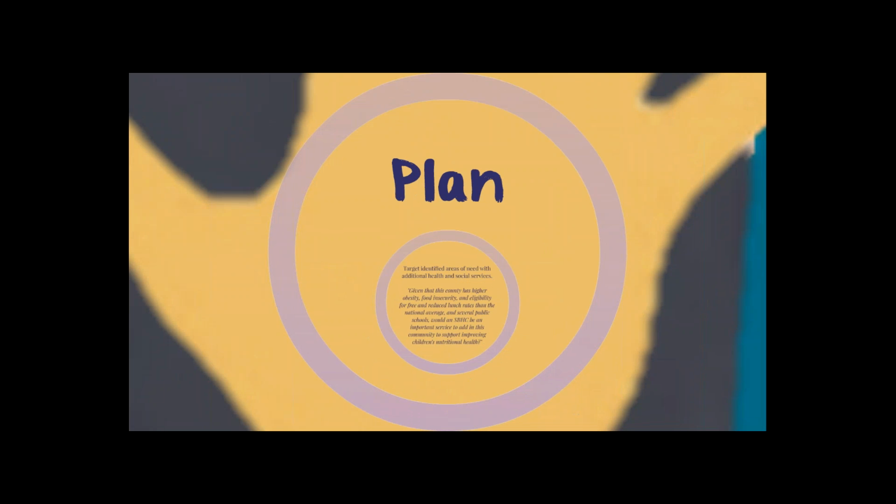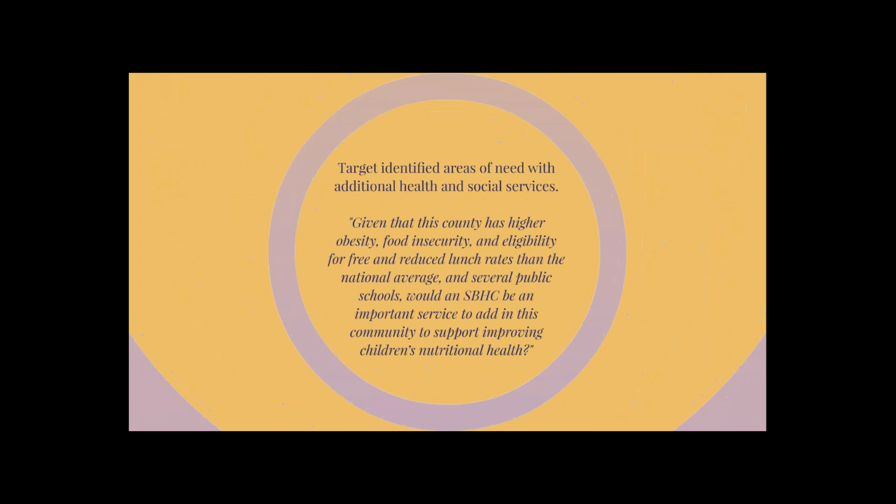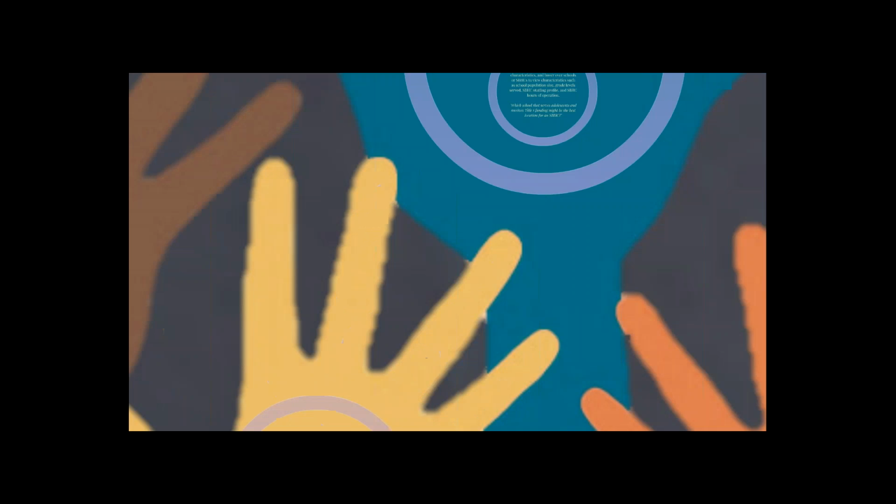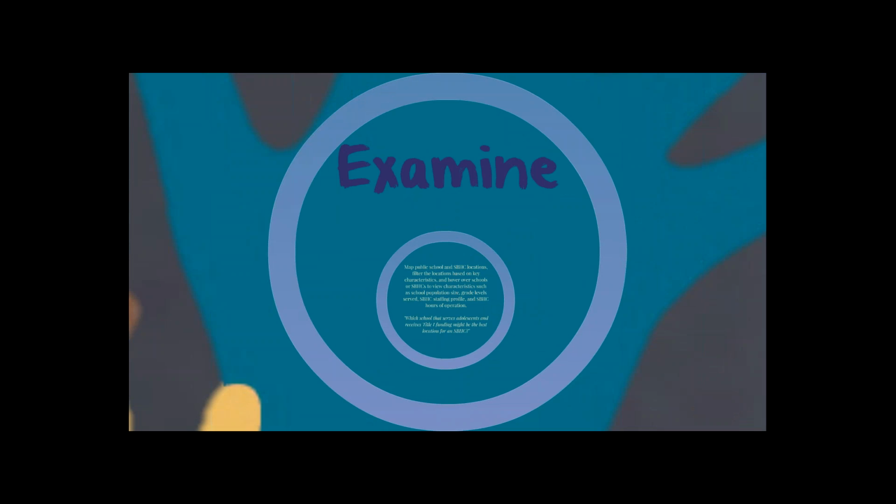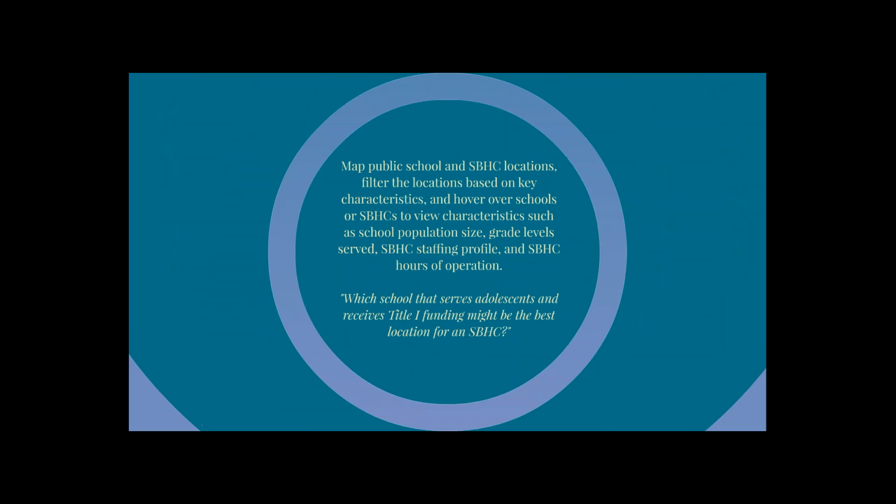The next function we've thought about is planning. So once high-need areas have been identified, you can target those areas with additional health and social services. The next function we've thought about is to examine. Dig deeper into what's going on at some of the facilities that are already in these areas.